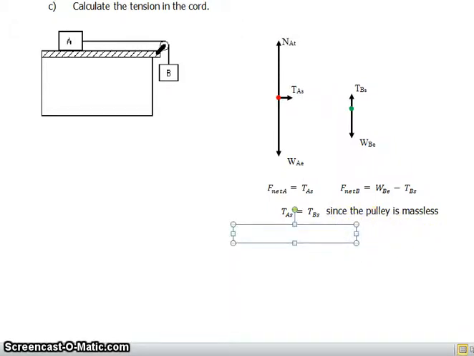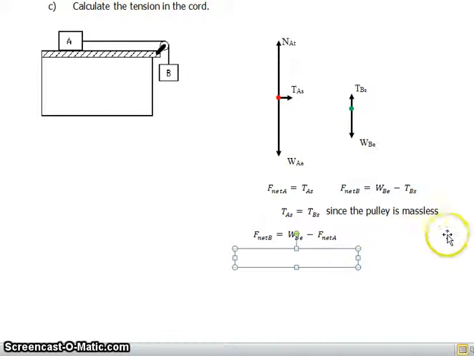Okay, then I can go ahead and plug in F net A over here for the tension. So I have F net B equals weight B minus the tension, but I'm plugging in the tension, which is F net of A. And then I can go ahead and plug in the mathematical models for F net. F net B is going to be the mass of B times A. And the weight of B is going to be mass times the gravitational field strength. F net of A is going to be mass of A times acceleration A.